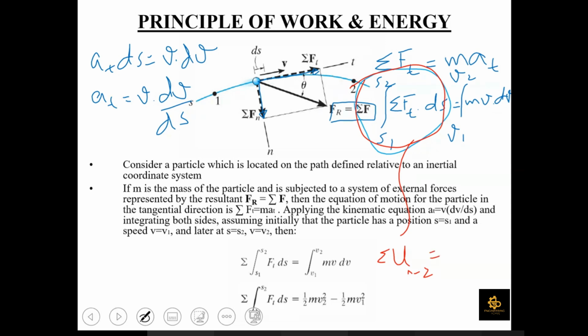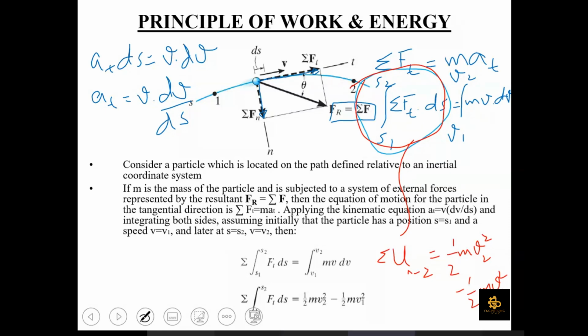On the right hand side, it is mv dv. So mass is constant. इसको हम बाहर ले जाएंगे. V का integral with respect to dv क्या हो जाएगा? 1/2 v square. 1/2 v square. और जब हम इंटीग्रेशन की वैल्यूज डालेंगे from v1 to v2, it would become half m v2 square minus half m v1 square. ऐसे ही है?